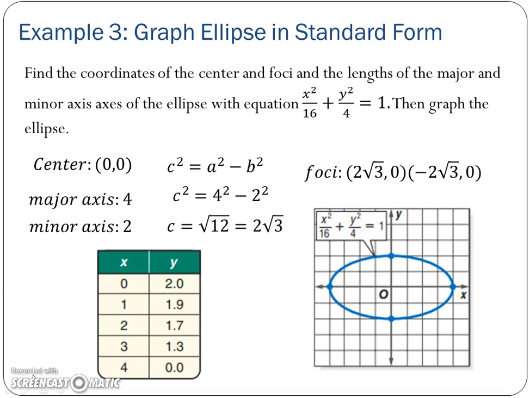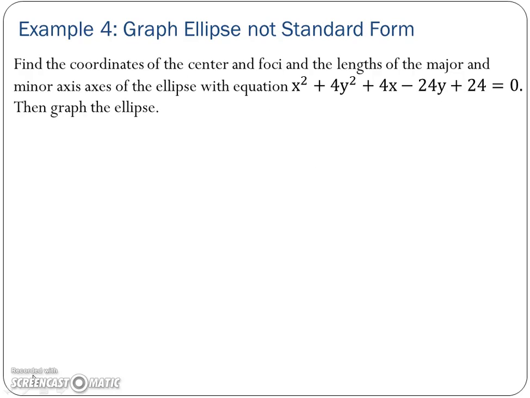Our last example, we're going to graph an equation not in standard form. So we have x squared plus 4y squared plus 4x minus 24y plus 24. So we're going to group our x's together, group our y's together, and we're going to complete the square. We want it to be equal to 1, so we're going to subtract the 24 over, and we're going to eventually get it to equal 1.